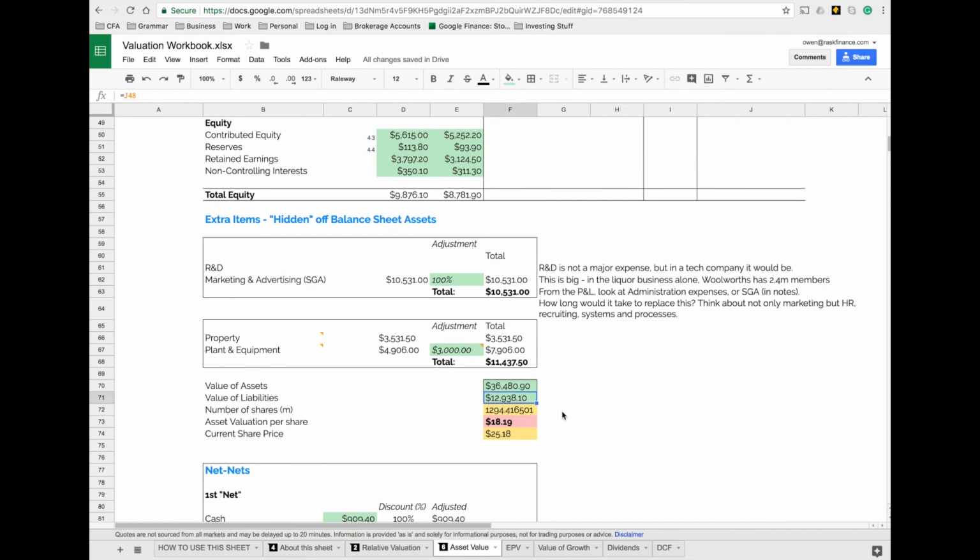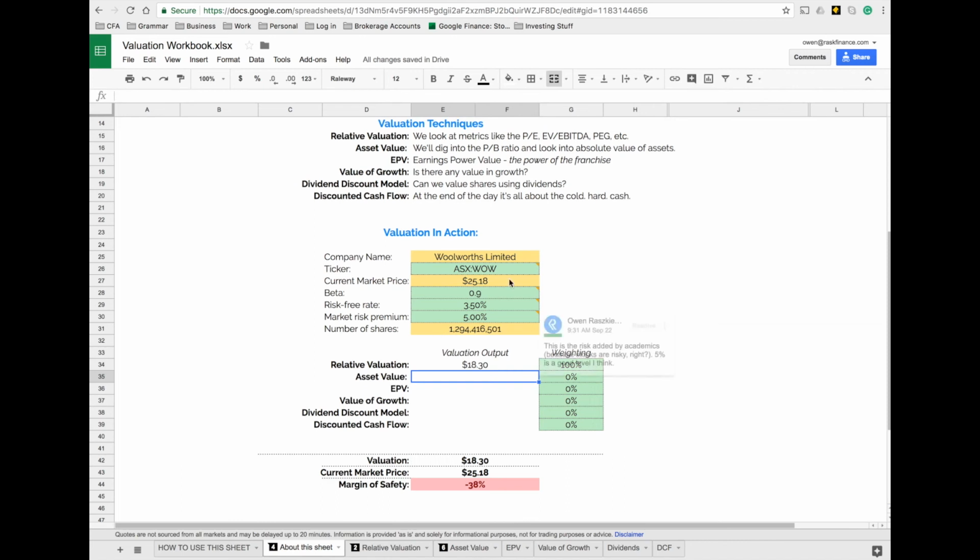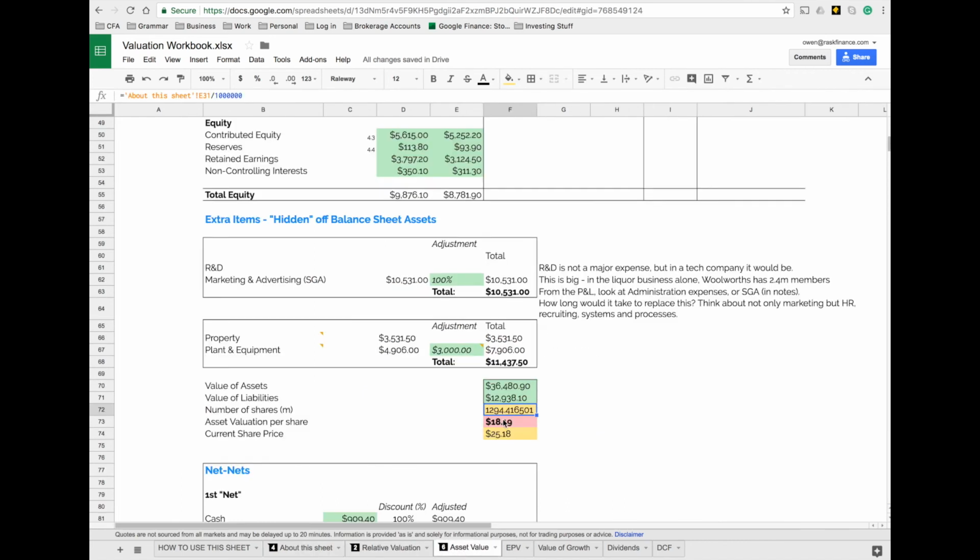And we've carried that down here. And then we've got the number of shares. Remember, anything in yellow feeds in from this main page here. So we've got the number of shares, 1,294 million shares. And we've simply divided that total number, so these two up the top here, divided by the number of shares. I shouldn't have said total. What I should have said is the net amount. So assets minus liabilities divided by the number of shares equals asset valuation per share.